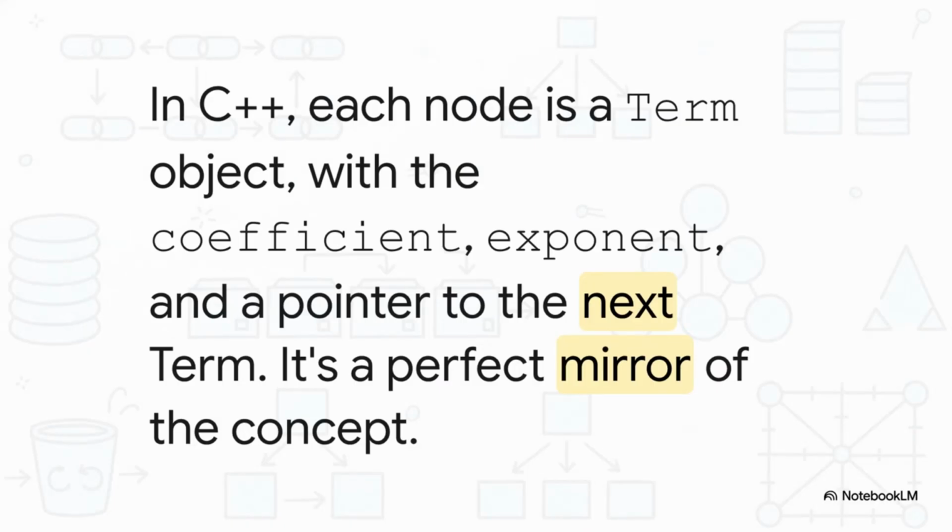And what's so cool is seeing how this idea translates directly into actual code. If you look at this C++ example, each of those nodes we talked about becomes something called a term object. And you can see it right there.